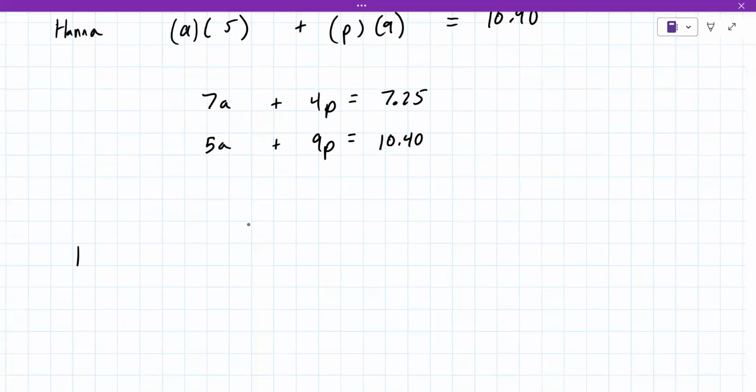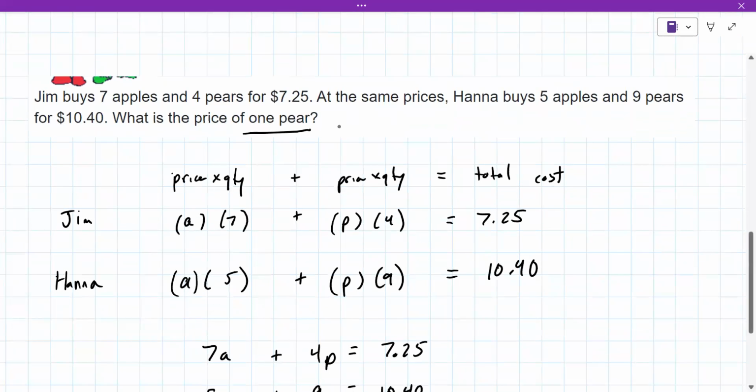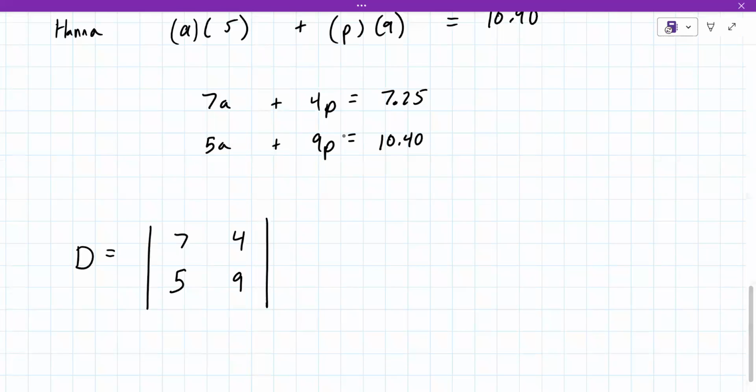So again, we have to create 3 matrices. D is called the coefficient matrix. It's the coefficients of the A's and the P's. So 7, 5, 4, and 9, like that. And then because we only care about the price of the pear, you look back up, it just says, what's the price of one pear? It doesn't say pears and apples. So we only need DP. DP is the coefficient matrix like we just had, except you replace the right-hand side where the P's go. So it's 7, 5, 7.25, 10.40.